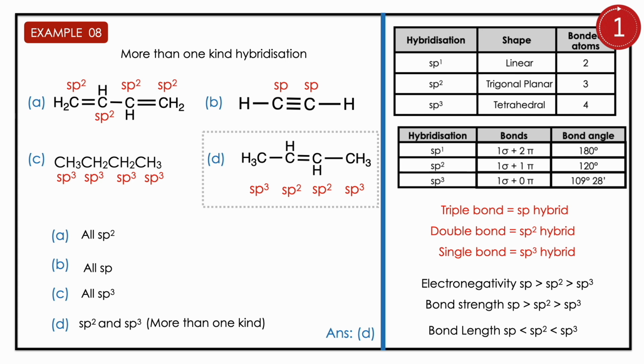If you look at D, the first carbon is single bonded, sp3; the second and third carbons are double bonded, sp2; the fourth carbon is sp3 because of the single bond. So only D has two types of hybridization, sp2 and sp3. So our answer is D here.